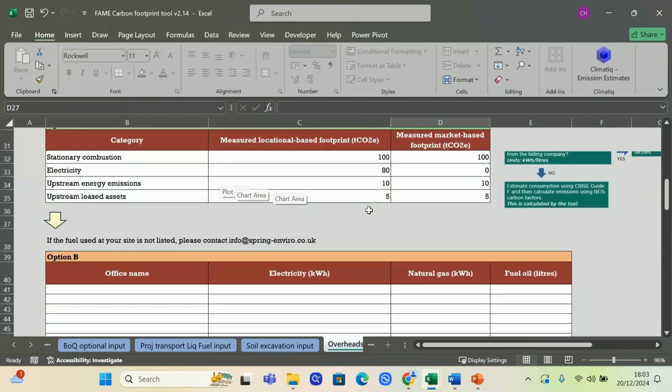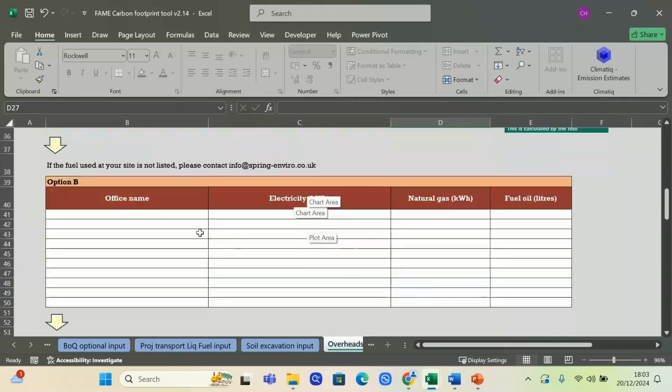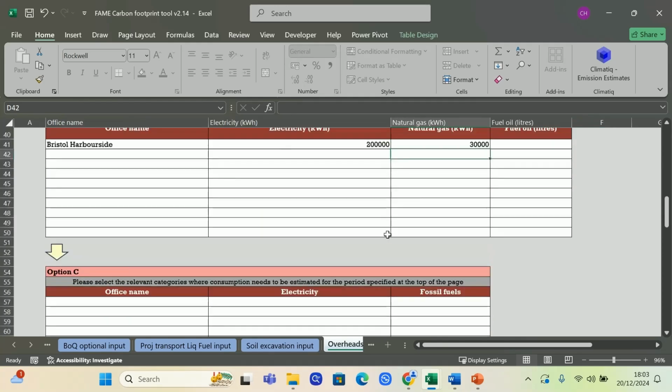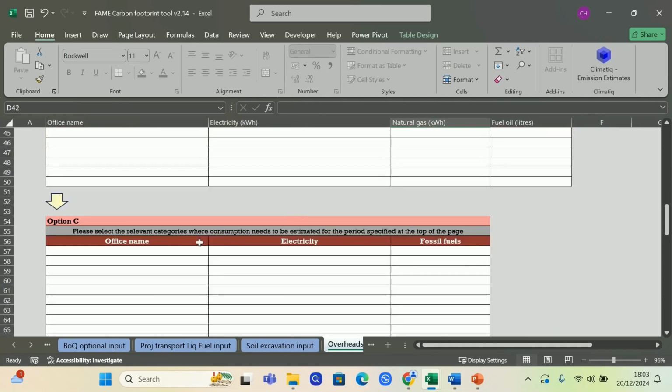And then if you don't have this data available, then you can input your electricity consumption. So you use 200,000 kilowatt hours, and 30,000 kilowatt hours of natural gas. But if you don't have the consumption available, then you can also instruct the tool to make an estimation. So let's estimate for both electricity and fossil fuels.